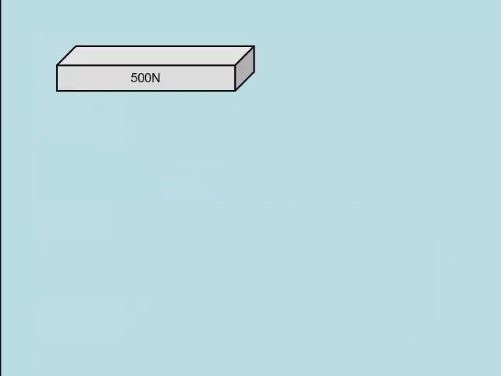Here we've got a block with a weight of 500 newtons. Note we're given its weight, we're not given its mass, so we don't need to calculate its weight. Okay, if that face is 5 metres, that 1 metre and that 2 metres, the way it's lying at the moment, the pressure is force divided by area, its weight 500 newtons, the area in contact with the ground is 5 times 2, giving a pressure of 50 pascals.